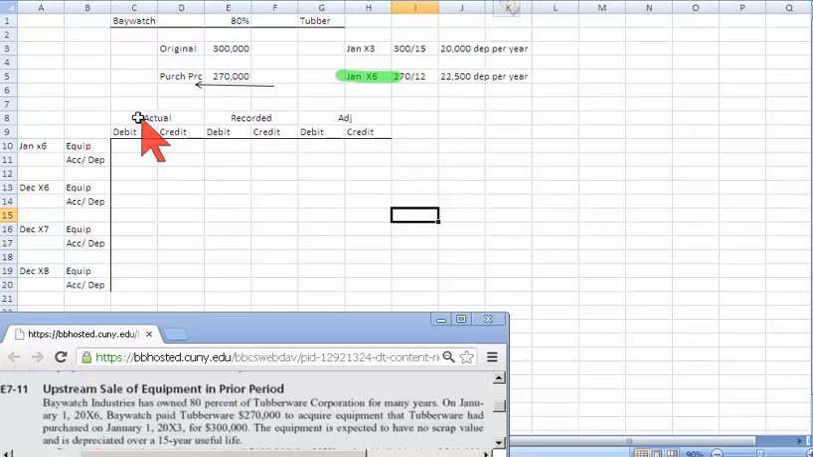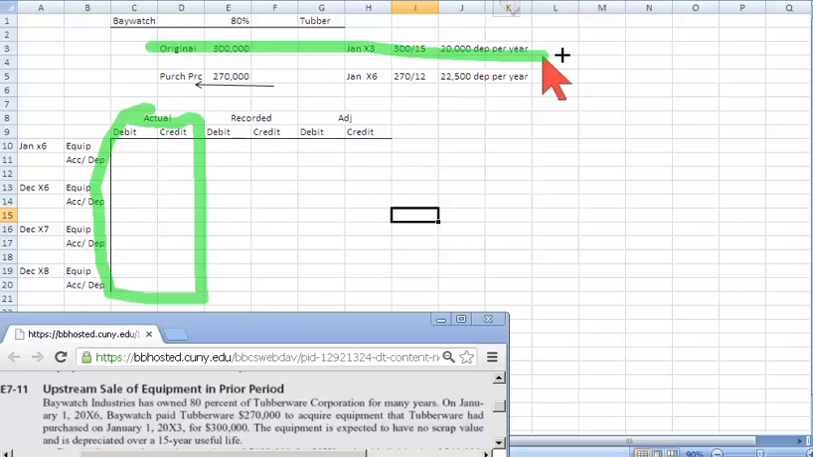Now let's figure out the actual. Now remember, for the actual column, we are gonna look at the original line. So for the actual equipment, we should have a debit for 300,000 every year because it's the accumulated depreciation combined with the actual equipment column that shows us the book value. So it'll always be 300,000.